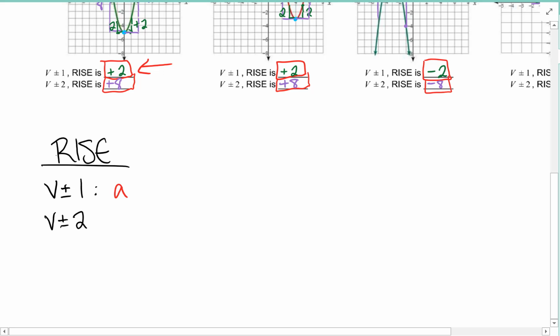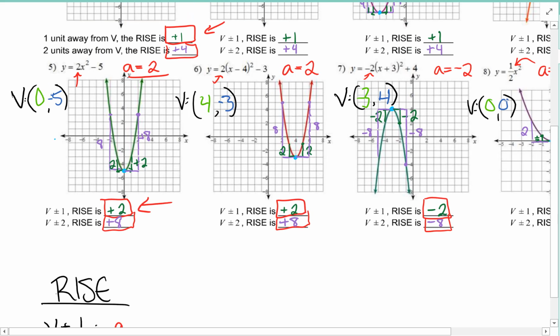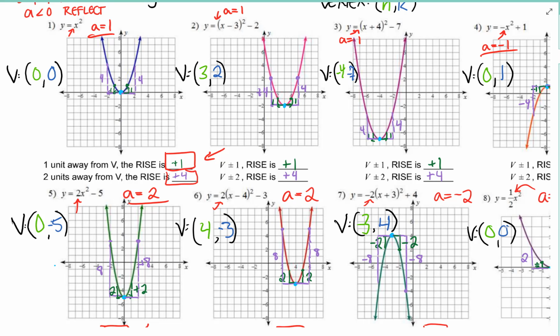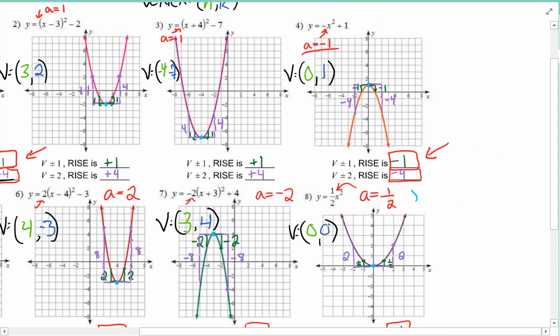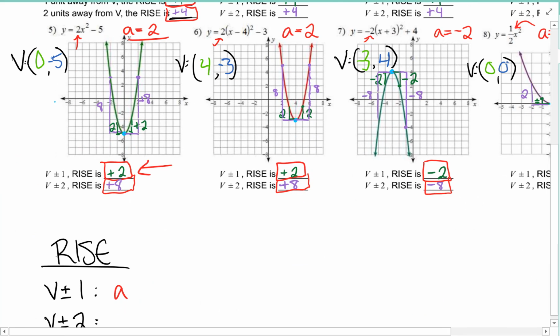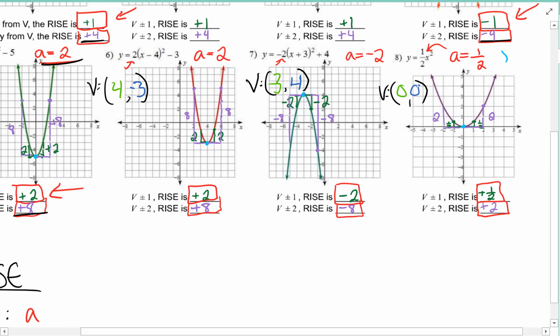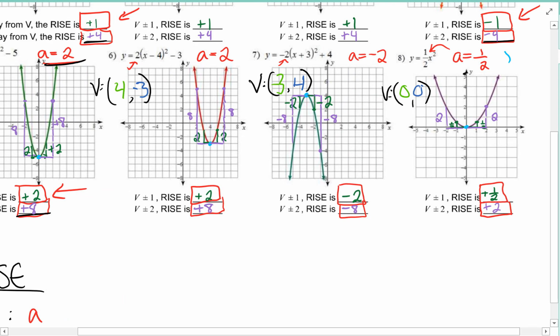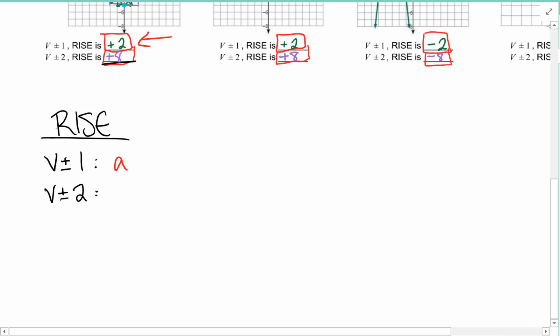2 units away from the vertex, left or right, when A is 1, the rise is 4. When A is -1, the rise is -4. When A is 2, the rise is 8. When A is 1/2, the rise is 2. So the pattern here is that 2 units away from the vertex, we will rise 4A.